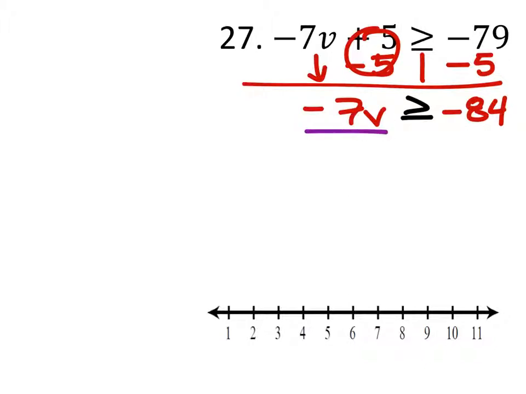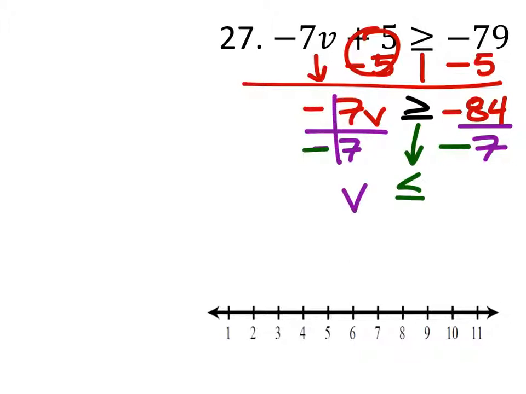From here we're going to divide both sides by negative 7. And yes, since we are dividing both sides by a negative here, it will flip the inequality to less than or equal to. So we've got our v because the negative 7's canceled out into a phantom 1. Negative 84 divided by negative 7 would be positive 12.